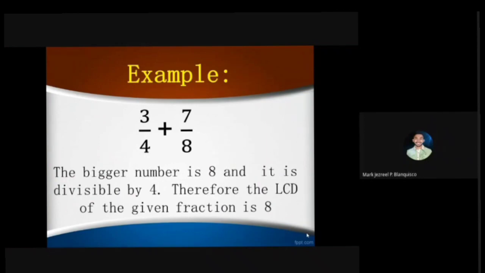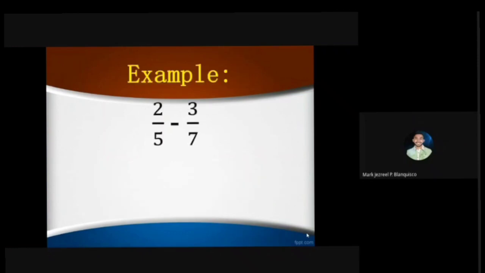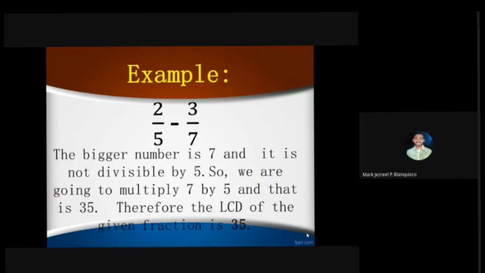Let us have the second example. 2/5 minus 3 over 7. As we can notice in the denominator, the bigger number is 7. And 7 is not divisible by 5. If that is the case, we just simply multiply the two denominators. 5 times 7 is equal to 35. Therefore, the LCD of the given fraction is 35.